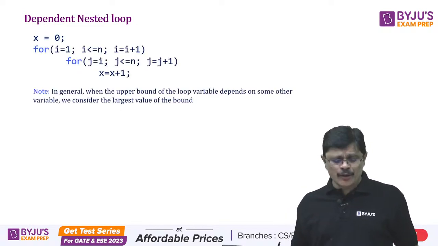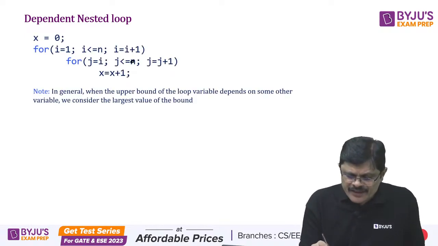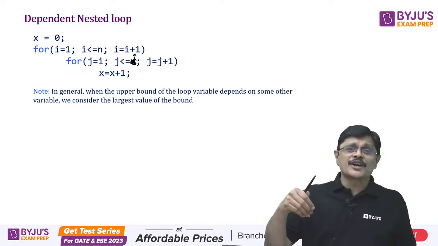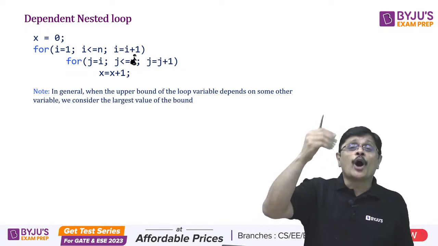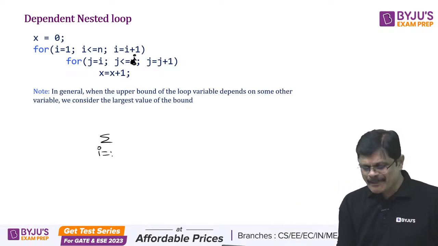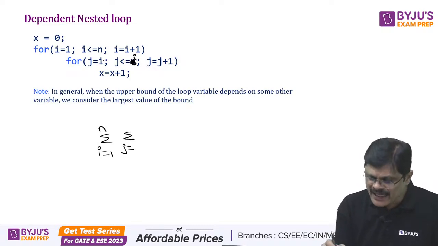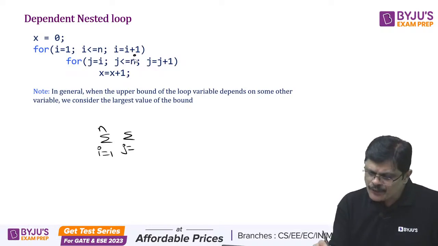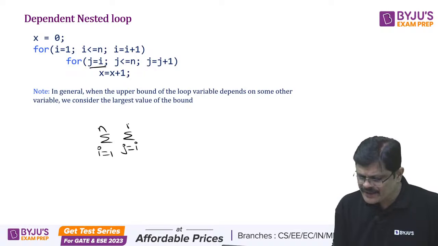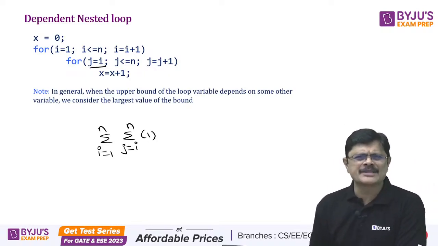Whereas in a dependent nested loop, the j value depends on i. That is, the inner loop's values depend on the outer loop. So if you want to solve this, we use the sigma, or summation, notation. Sigma i = 1 to n, sigma j = i to n, of 1. How many statements are executed? This will be solved like this.